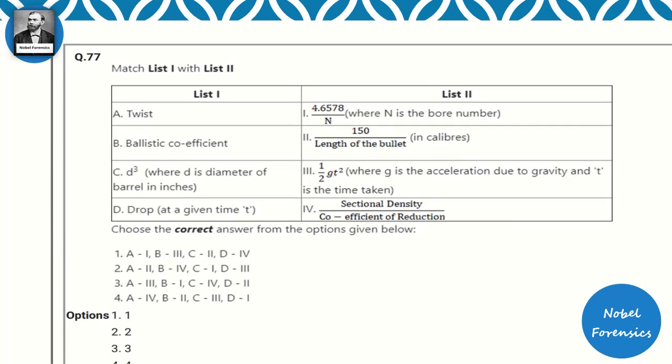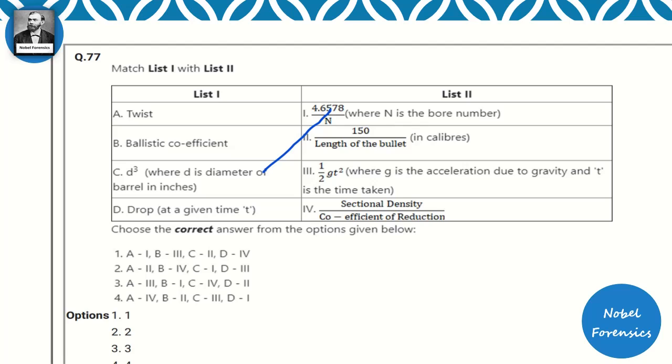Then match list 1 with list 2. List 1: twist, ballistic coefficient, d cube where d is the diameter of barrel in inches, drop at a given time t. So these all are related to ballistics. Then coming to list 2, 4.6578 by n, where n is the bore number. Bore number, so it is d cube. These are common formulas in ballistics.